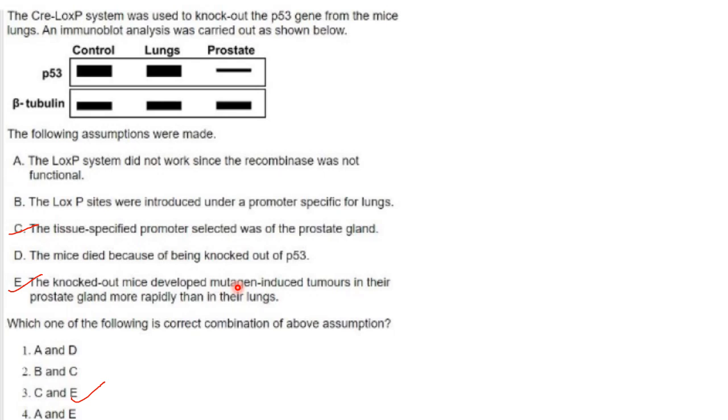The knocked out mice developed mutagen-induced tumors in their prostate gland more rapidly than in their lungs. That is correct, because p53 was knocked out in prostate. So E is correct. C is also correct. So C and E is the answer. Answer is option 3.